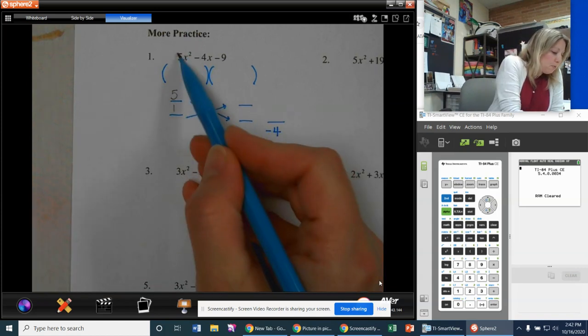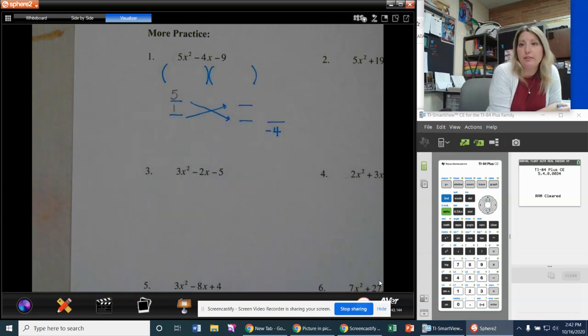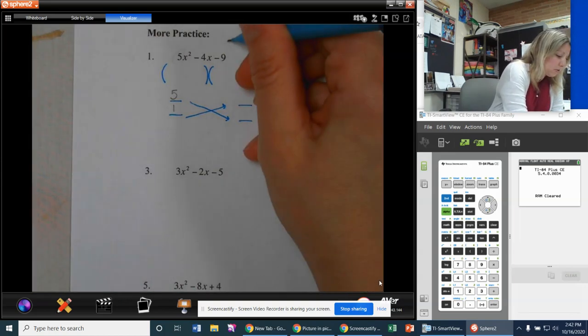Now, when you've got a prime number in front of one of them, that's really nice. So 5 is prime, there's only 5 and 1. So those have to stay put. You don't need to move those around. But 9 is not prime. 9 has a couple of options, 3 and 3 or 9 and 1, all right?